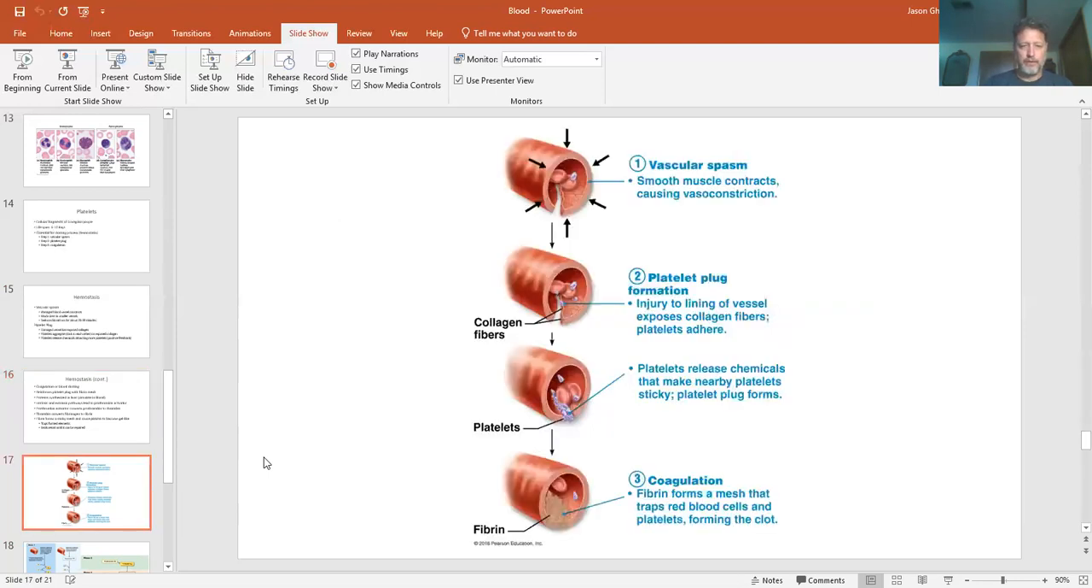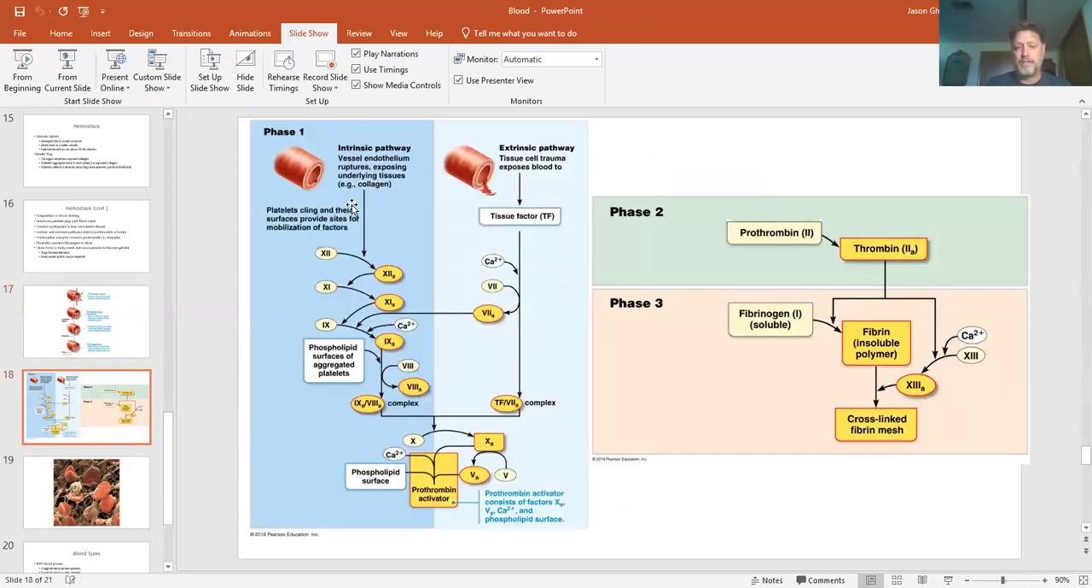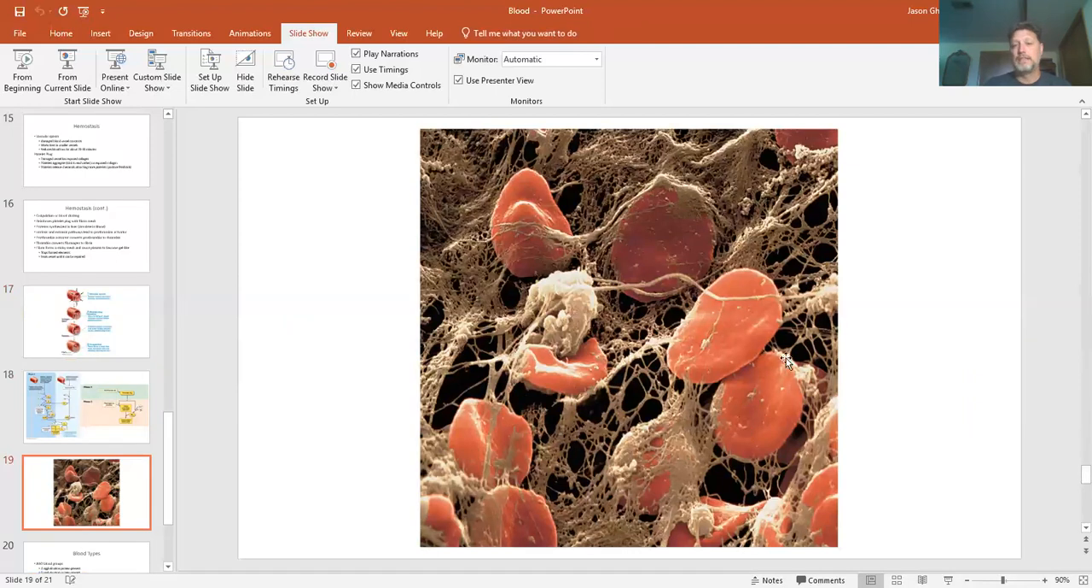So we have a picture of these online. Well, here are the pathways on it. So again, there's your spasm. It breaks, and notice the arrows are all going in because it's squeezing in. Then your collagen is exposed in that broken vessel, so your platelets start to stick to it. And then here you have the coagulation, which is that fibrin mesh. Again, there's that intrinsic pathway, the extrinsic, until we get down to here. And here's your prothrombin activator, turning the prothrombin into thrombin, turning the fibrinogen into fibrin, and that gives you your fibrin mesh. All right. So this is what a fibrin mesh looks like.